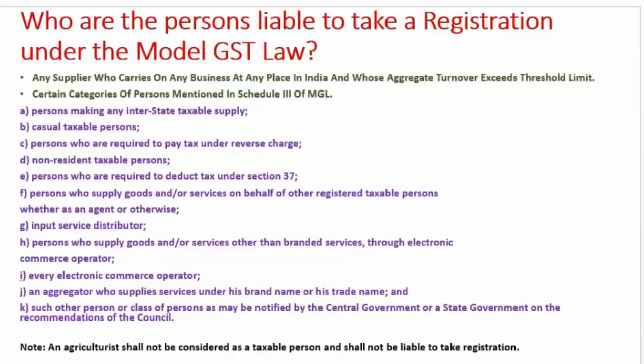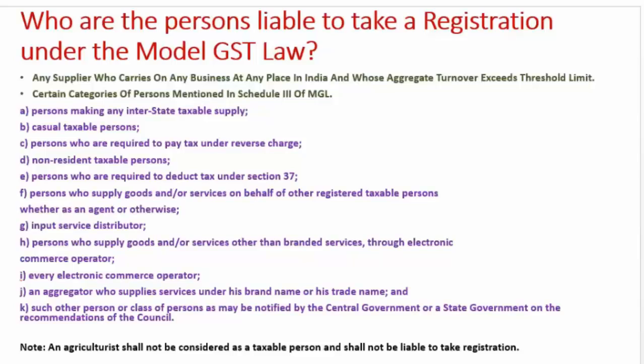Persons making any interstate taxable supply, casual taxable persons, persons who are required to pay tax under reverse charge, non-resident taxable persons, persons who are required to deduct tax under Section 37, persons who supply goods and or services on behalf of other registered taxable persons, whether as an agent or otherwise, input service distributor, persons who supply goods and or services other than branded services through an electronic commerce operator, every electronic commerce operator, an aggregator who supplies services under his brand name or his trade name, and such person or class of persons as may be notified by the central government or a state government on the recommendations of the council.